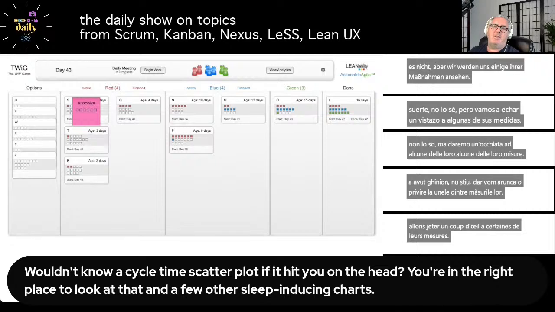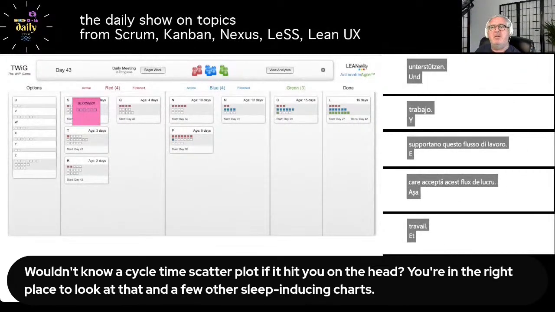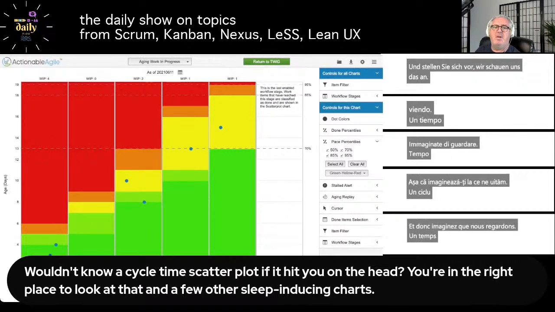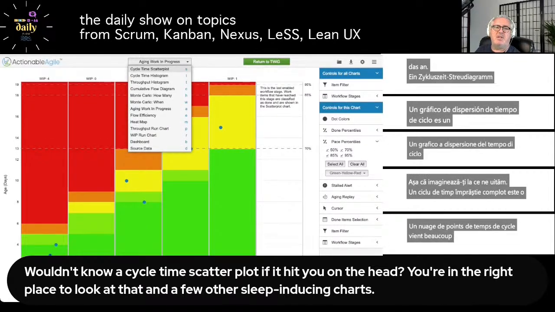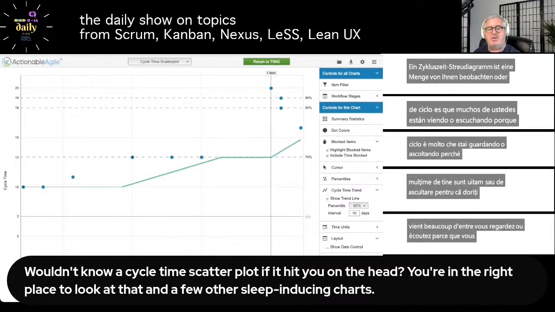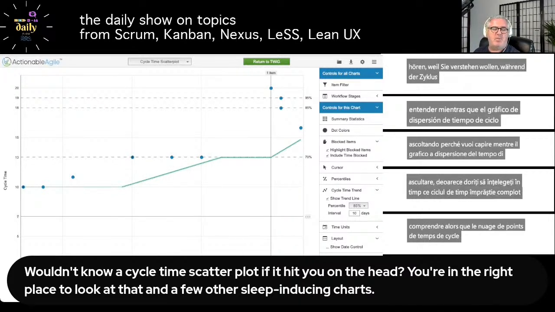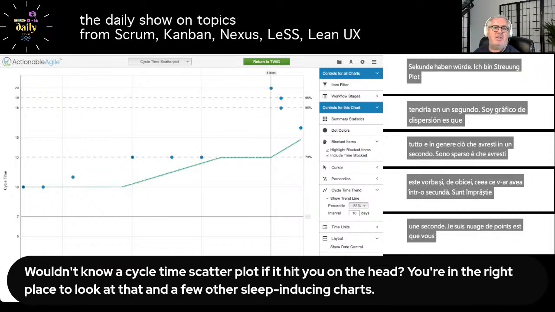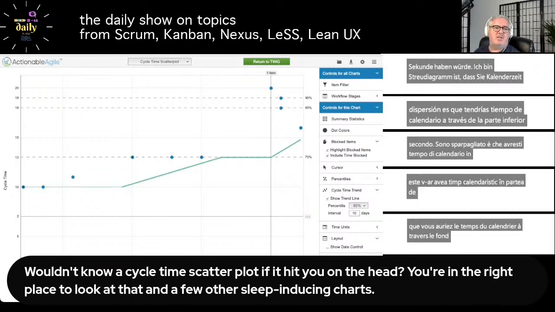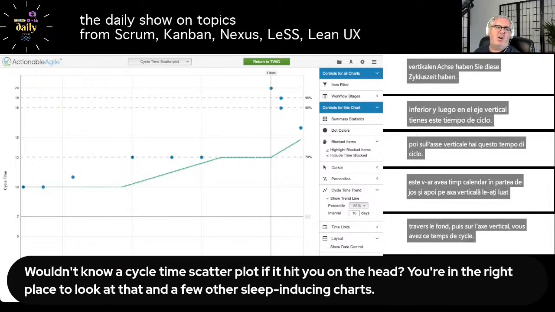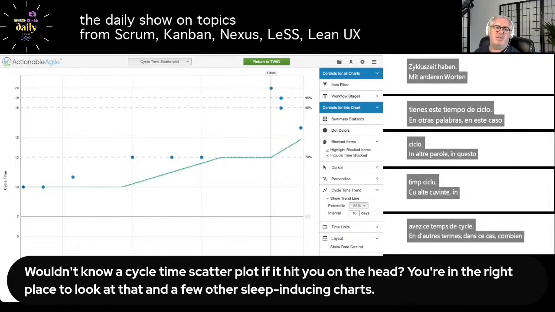And so just imagine we're looking at a cycle time scatter plot, because a lot of you are watching or listening because you want to understand what a cycle time scatter plot is all about. And typically what you'd have in a cycle time scatter plot is you'd have calendar time across the bottom, and then on the vertical axis you've got the cycle time. In other words, in this case, how long did it take to get from options to done?